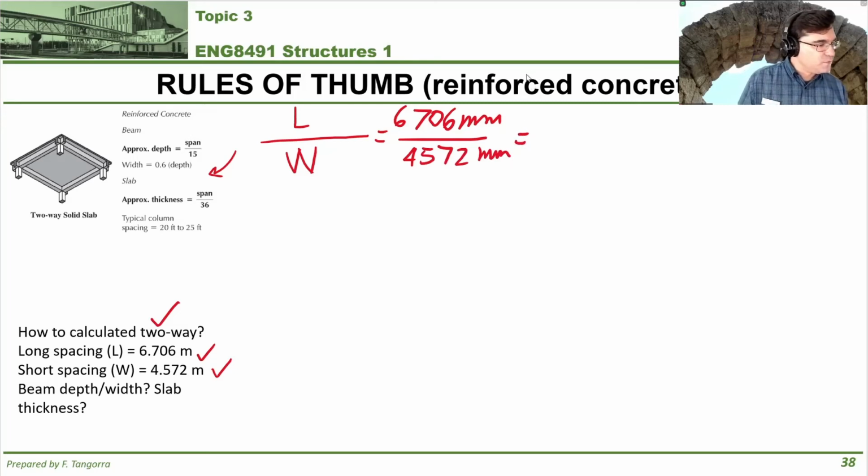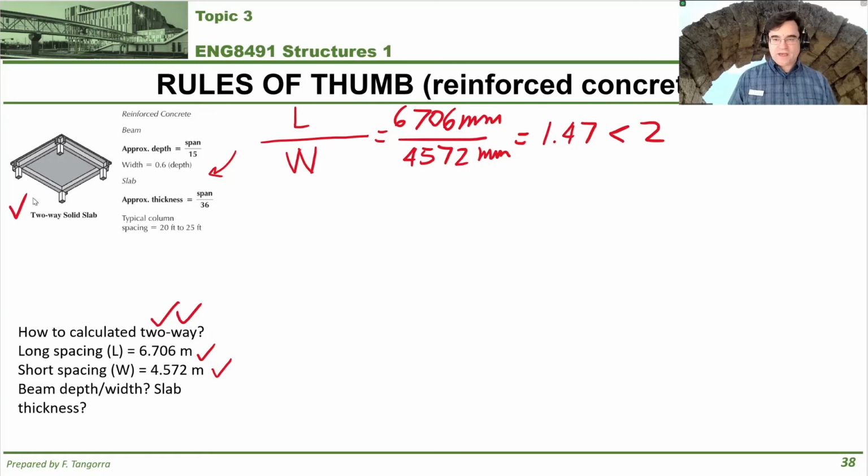That gives us, what do I get? Best 2 out of 3. Let's see if I can find it. 1.47. Which is really good for us, right? Because it's less than 2. And it tells us that it is, in fact, a two-way slab. So now that we have confirmation it's a two-way slab, it means we can use the rules of thumb that are shown here. So we're going to start first with the slab itself.